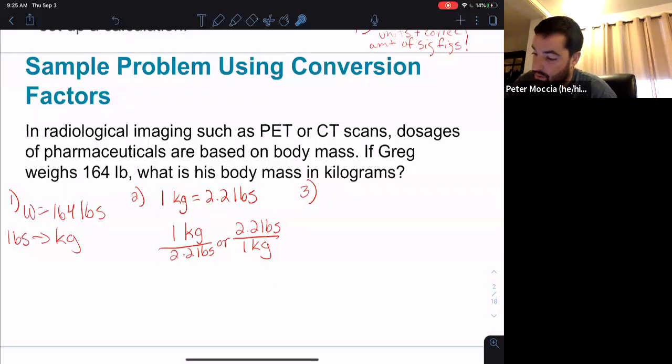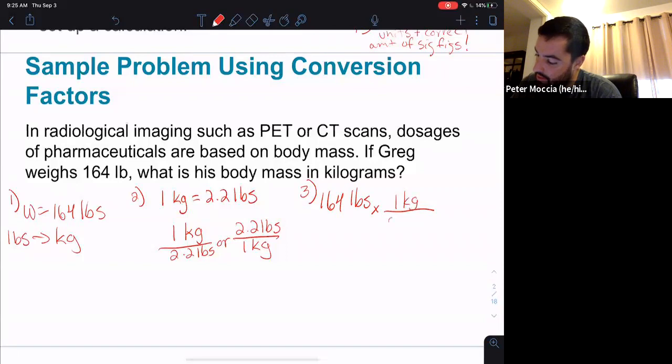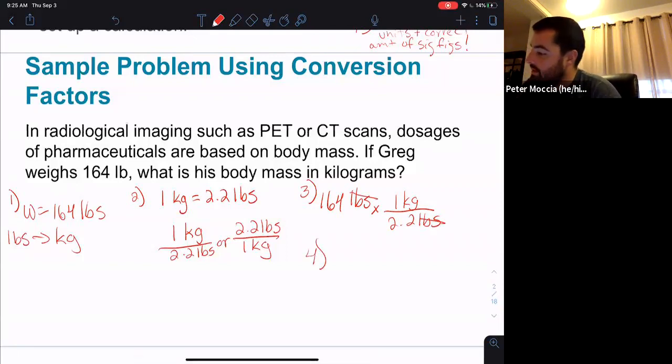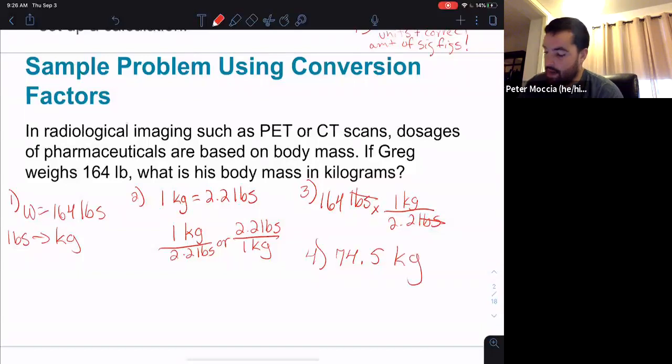So we're going to go 164 pounds. And then we are going to multiply by 1 kilogram divided by 2.2 pounds. Okay. This cancels out pounds. Okay. And then we are going to get 74.5 kilograms. Now, a common question is this.